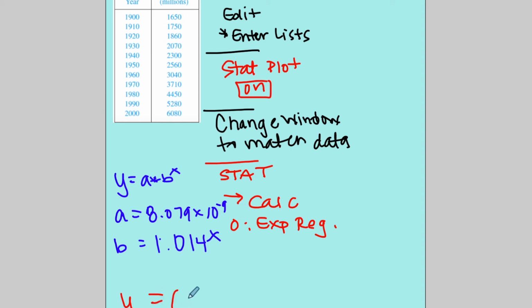So if it were to ask us just for the exponential equation, it would be y equals, fill in your a value, looks a little silly, but it's 8.079 times 10 to the negative 9th, and then my b value, 1.014, and then to the x power. Okay, so there's my exponential equation.